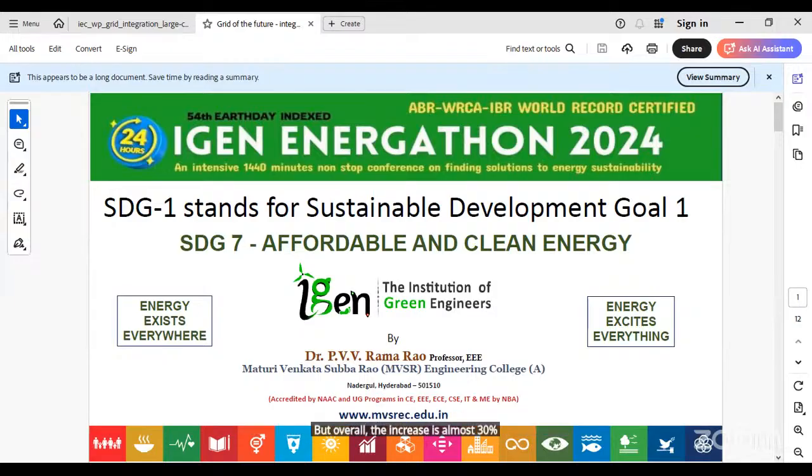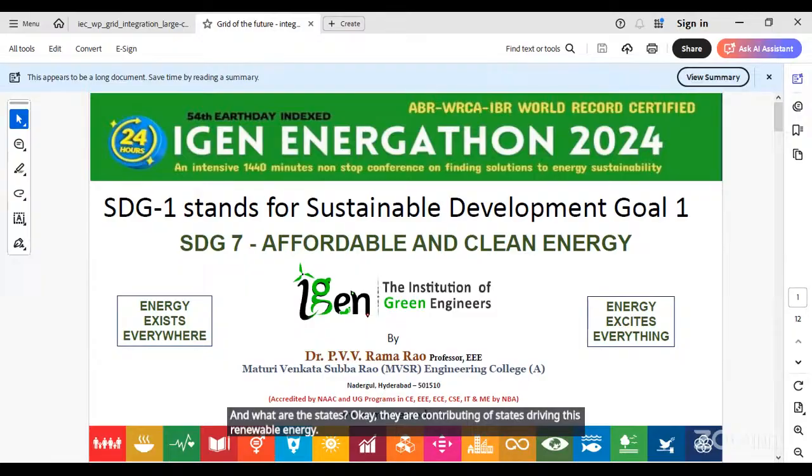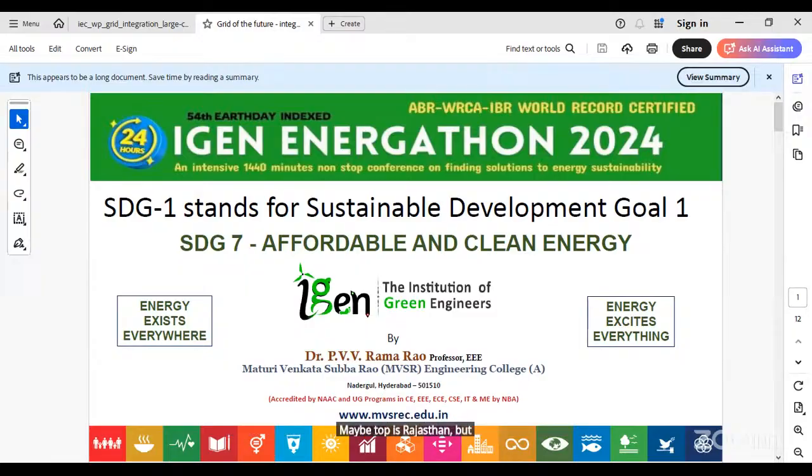We have seen that. And what are the states contributing, the states driving this renewable energy? Maybe the top is Rajasthan, but we are fortunate that Tamil Nadu is also there, with the third rank, right? India's total electricity generation is almost 500 gigawatts, and out of that, 50% of the total capacity is now renewable energy. That is India's renewable energy, and the energy access, right?